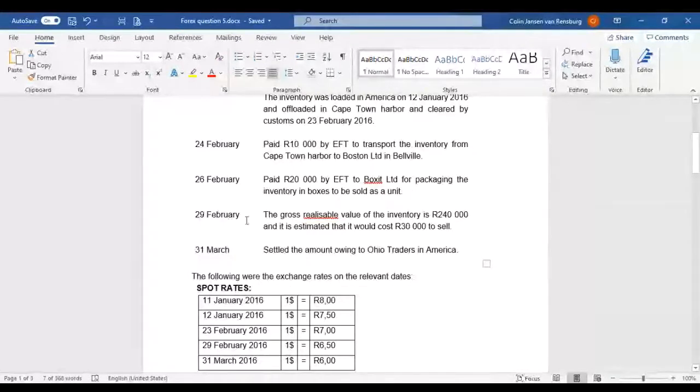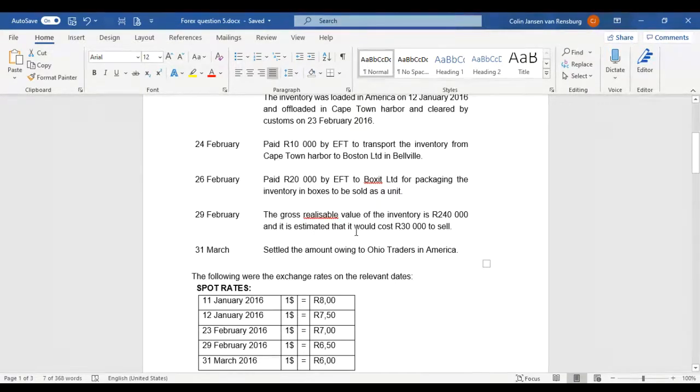First of all, they say there, the gross realizable value of the inventory is 240,000. And it is estimated that it would cost 30,000 rands to sell. Now, ladies and gentlemen, please, I'm going to give you 30 seconds. Please get something to write on. Get a little notebook or a pen or a pencil. I need you to take some notes.